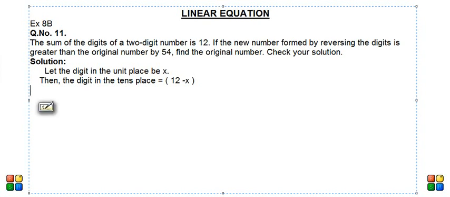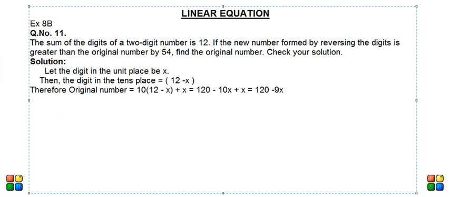Then after this, what we will write: therefore the original number. See here, the original number is 10 times the tens digit plus the unit digit, 1 times the unit digit. So when you open this bracket, you will get 10 into 12 is 120 minus 10 into x is 10x, plus x. So when you simplify this, minus 10x plus x will give you minus 9x, right? Because there is a subtraction, and since 10 is bigger, the negative will come up.